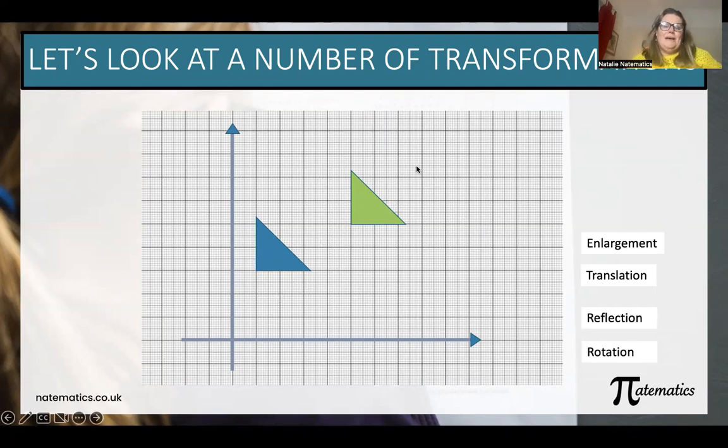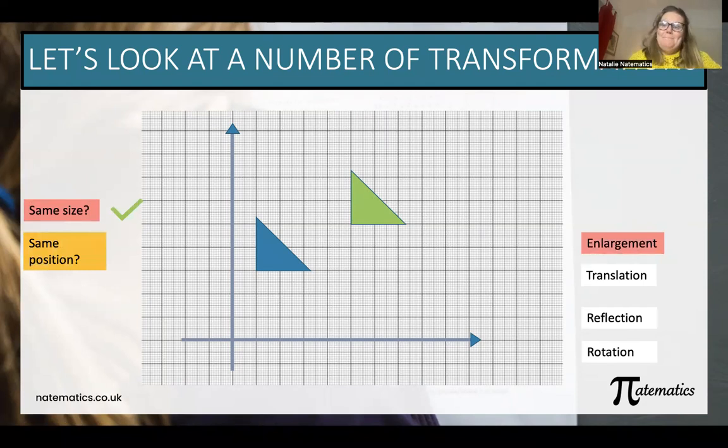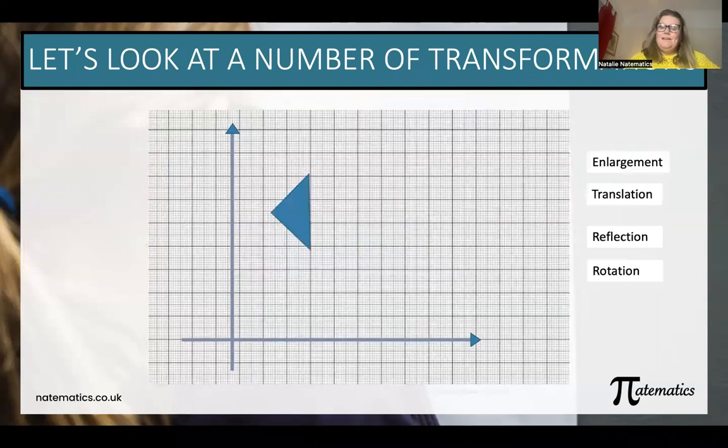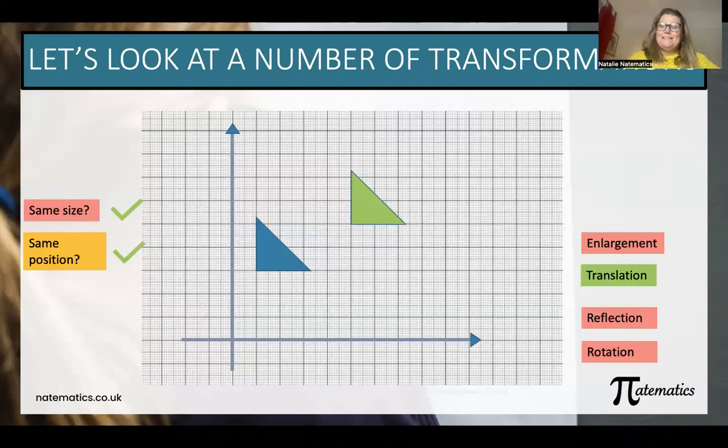So what's happened here? We've gone from the blue shape to the green shape. Is it the same size? Yes, so it can't be an enlargement. Next question: is it in the same position? That is, we've got the right angle at the bottom left of the shape, and in the transformed shape, is that right angle still in the bottom left? Yes. So it can't be a rotation or a reflection. Therefore, it must be a translation.